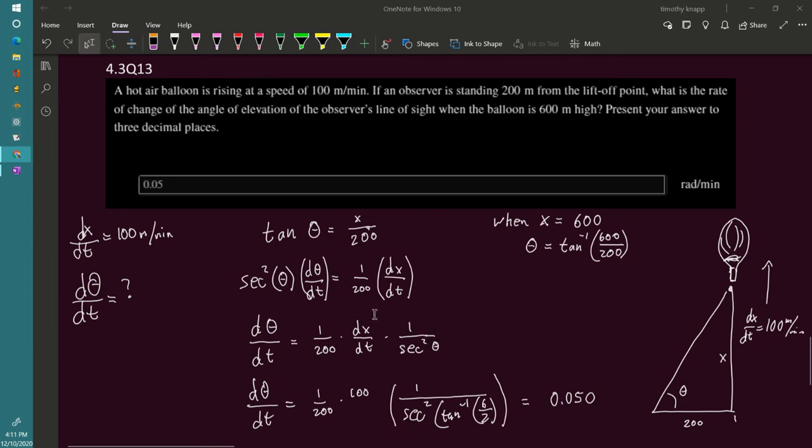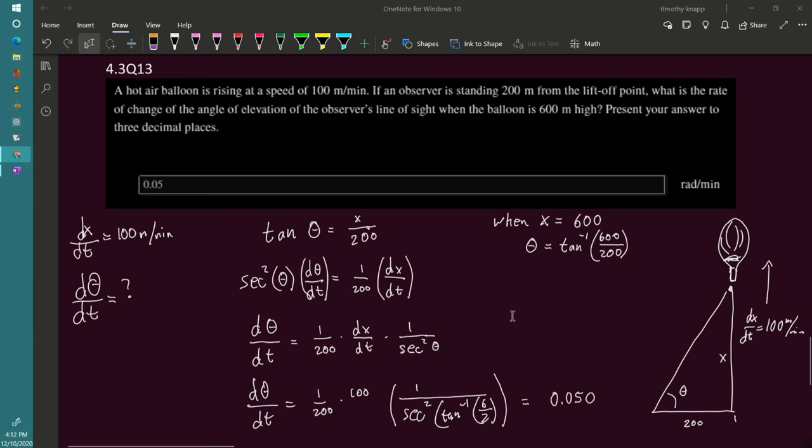This is 1 over secant squared because I took this secant squared and I divided it over. Why did I do all that stuff? Because I want d theta dt all by itself. So look at that. D theta dt is what I'm looking for. And sure enough, here it is. It's all by itself. And I'm going to go ahead and solve for all of this stuff.